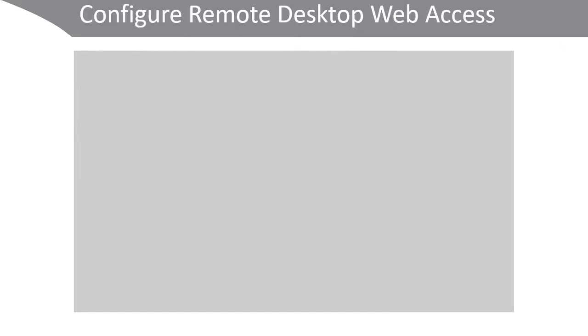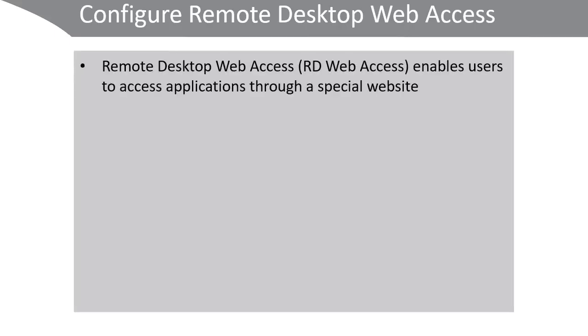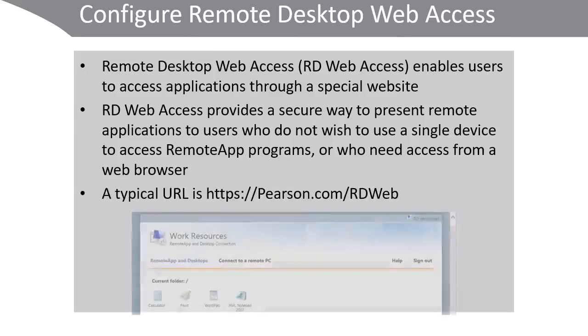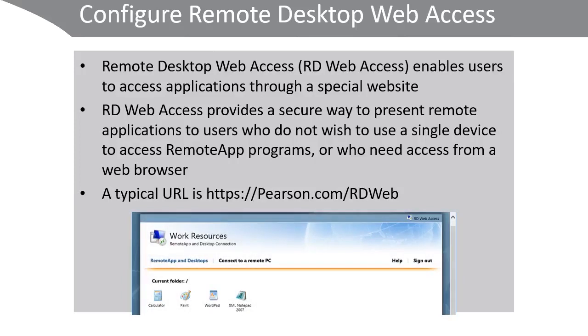Of course, there may be devices on which you do not wish to install the Remote Desktop client. For those devices, you can use the Remote Desktop Web Access feature. This enables users to access applications through a special website. RD Web Access provides a secure way to present remote applications to users that don't wish to use a single device to access their Remote App programs, or just want to quickly access a program through a web browser. A typical URL is the domain name /rdweb.